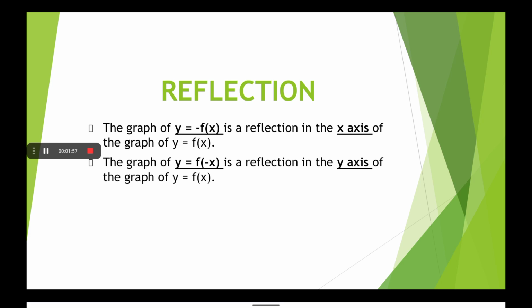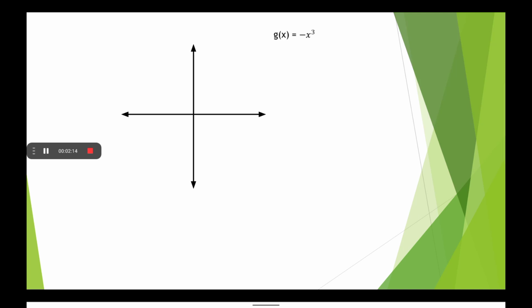There is one condition for the reflection. First, if y equals minus f of x, the reflection is in the x-axis. If y equals f of minus x, the reflection is in the y-axis. I hope you understand this. Let's see one example.